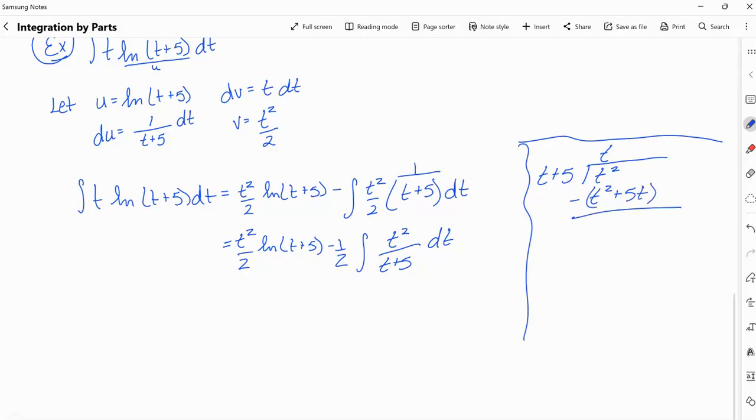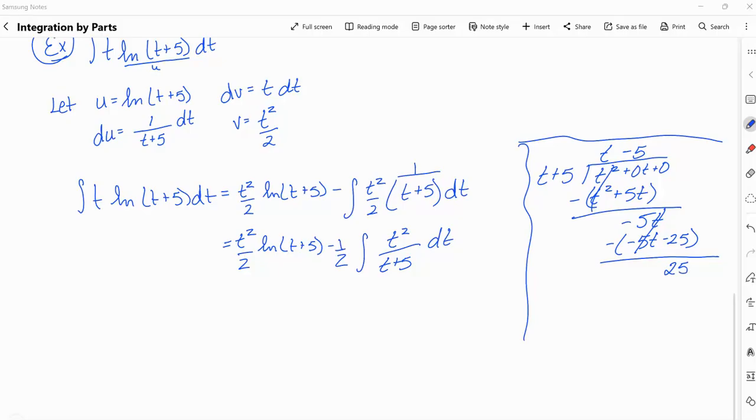So when I subtract, the t squareds are going to cancel. Remember, this t squared is really t squared plus 0t plus 0. And when I figure out what my remainder is, 0t minus 5t is a negative 5t. Now we're going to do division again. T goes into negative 5t negative 5 times. Multiply through, negative 5t minus 25. Subtract. My remainder is going to be 25.